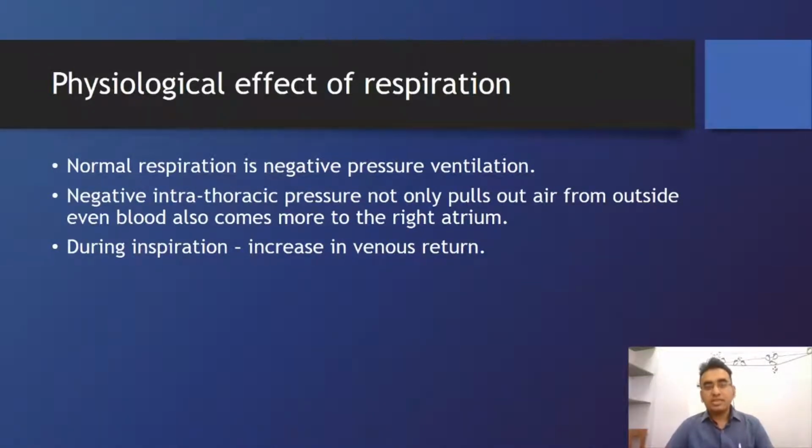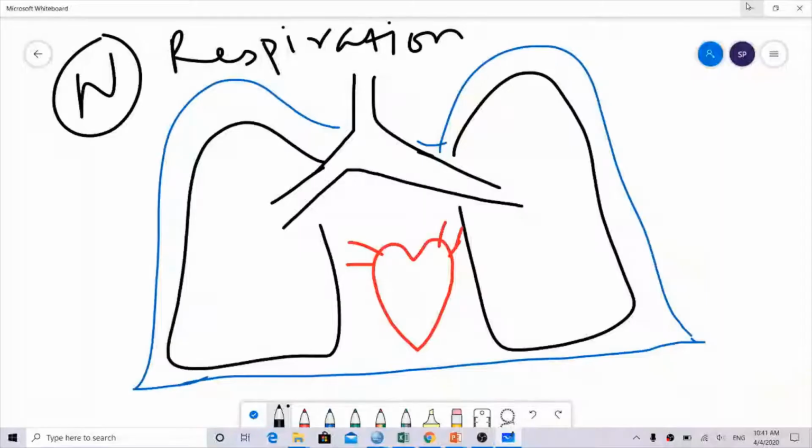respiration. As you all know, we have already discussed that the normal respiration which we are doing is a negative pressure ventilation. So we'll draw something and then I'll try to make you understand how this works. Okay, so in a normal respiration, what do we see?